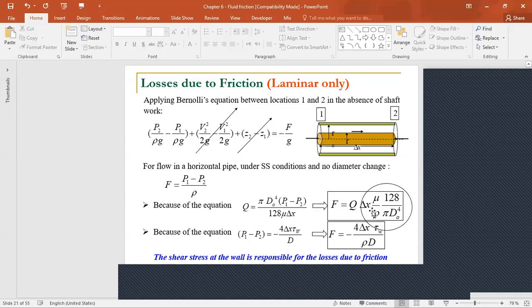Now, does this formula apply to turbulent flow? Of course not, because this relationship here is only applicable to laminar flow. So this equation will be useful to estimate the friction for any laminar flow cross section where we have, of course, a pipe flow.